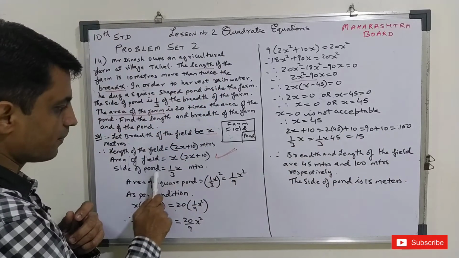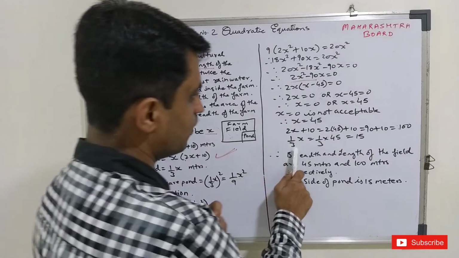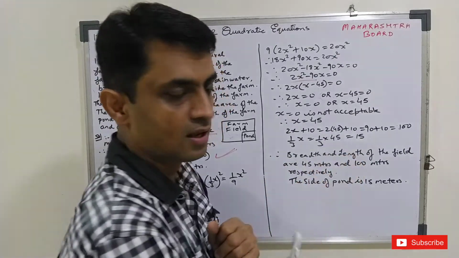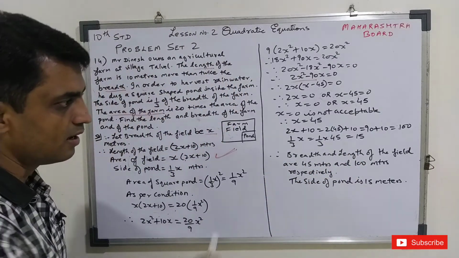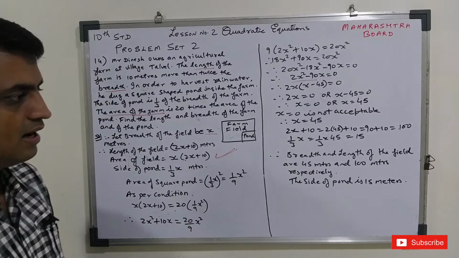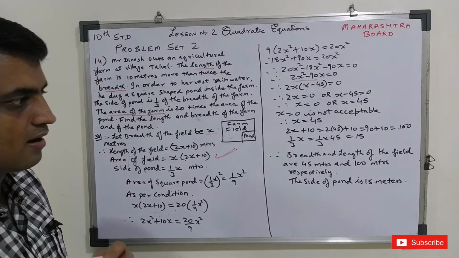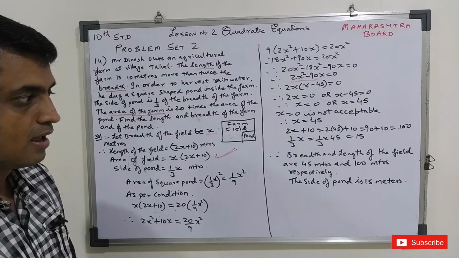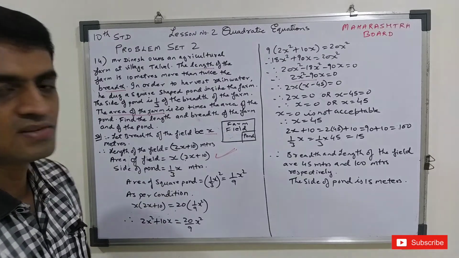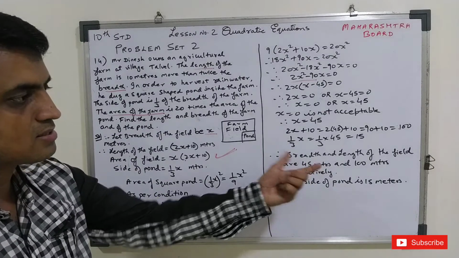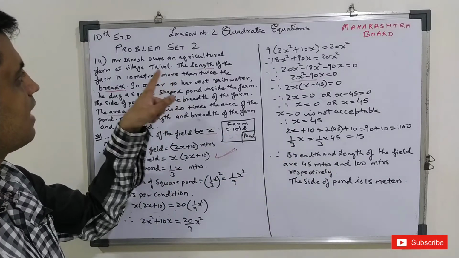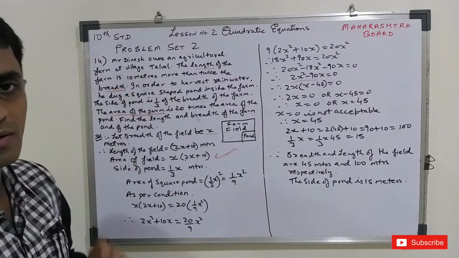What is the side of the pond? 1 upon 3 into x means 1 upon 3 into 45, that is 15. So we got the final answer. The breadth and length of the field are 45 meters and 100 meters respectively, and the side of the pond is 15 meters. Here I wrote meters in shortcut form; you can write the full form also. Is it clear?